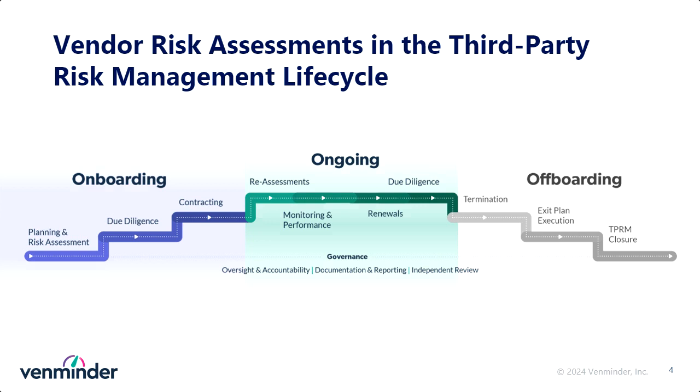During the ongoing stage, we call these risk reassessments, and these are done periodically throughout the vendor relationship. And the goal here is to identify any new risks that may have occurred after that first assessment was completed. And even if there aren't any new risks, a reassessment is necessary to simply have that documentation that the vendor relationship hasn't changed since the contract was signed.